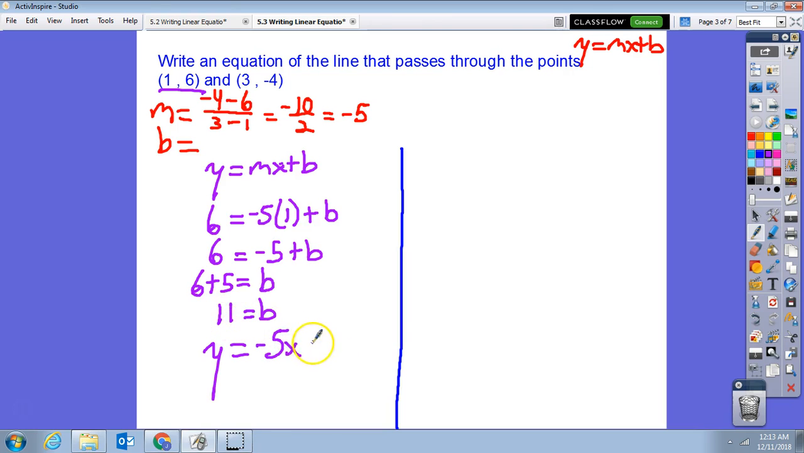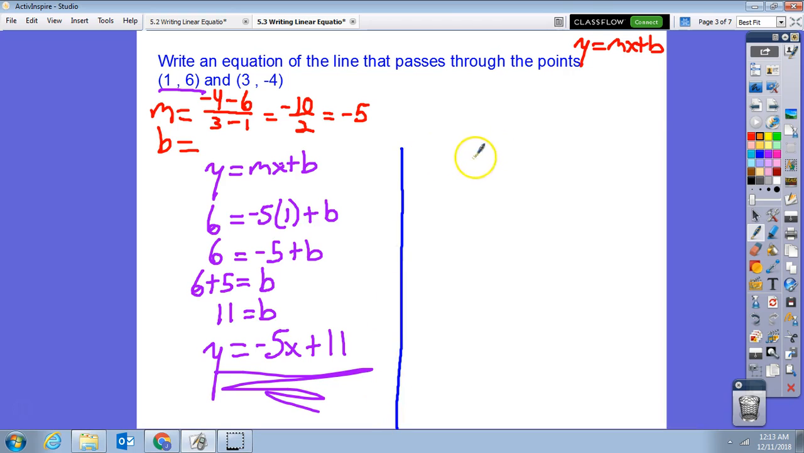What's my b-value again? Plus 11. Guys, notice again, and I haven't mentioned this yet, but that last step that I just did is exactly the same thing that we did last class when I gave you the m and I gave you the b and you plugged them in. This one you just had to find.